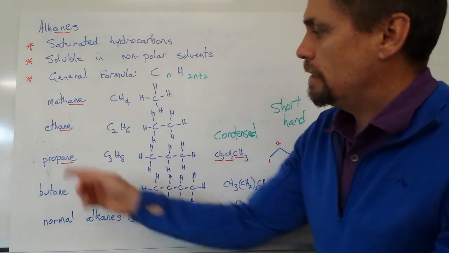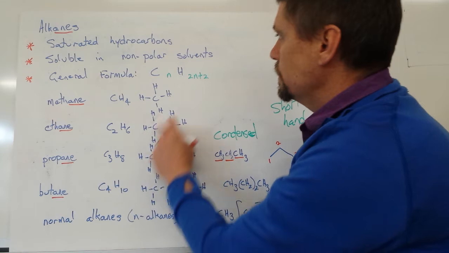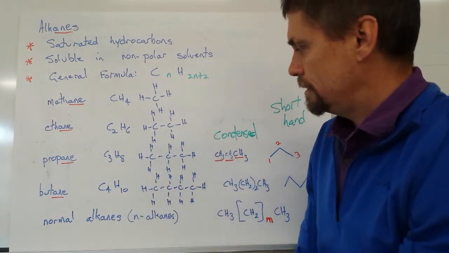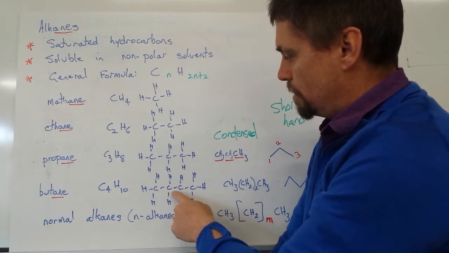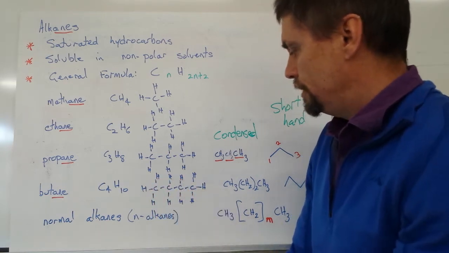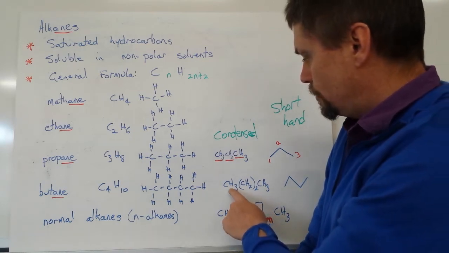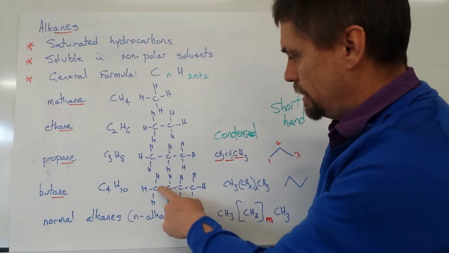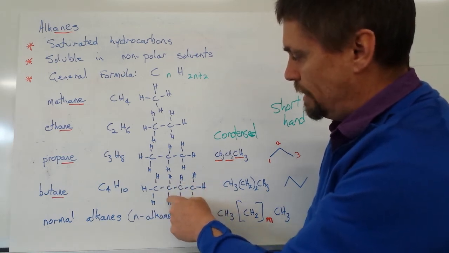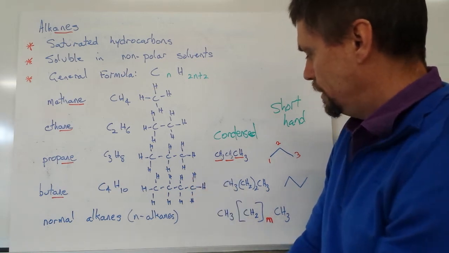Our fourth alkane is our butane. 4 carbons, 4 times 2 plus 2 gives us the 10 hydrogens. Once again, we draw our carbon backbone, all single bonded, and then we fill in with our 10 hydrogens. We can draw our condensed formula as CH3. There's our CH3. And we've got 2 lots of CH2, 1 there and 1 there. And we also have another CH3 group on the end.